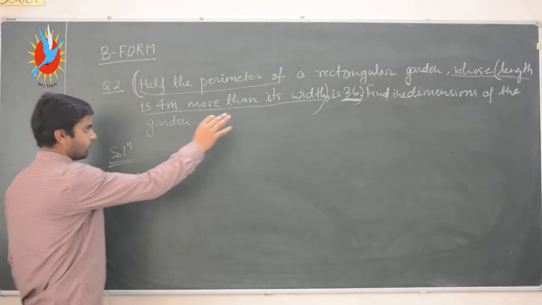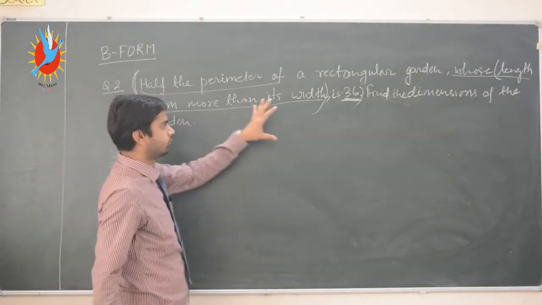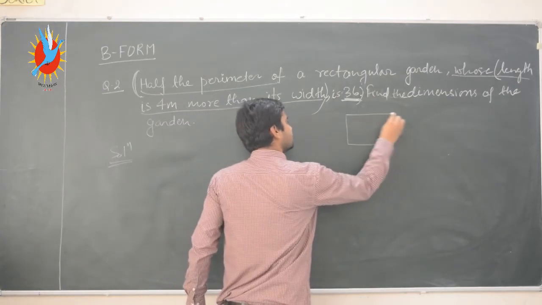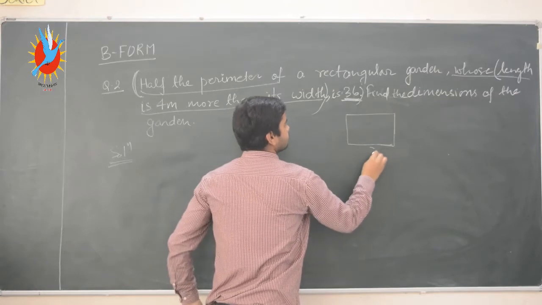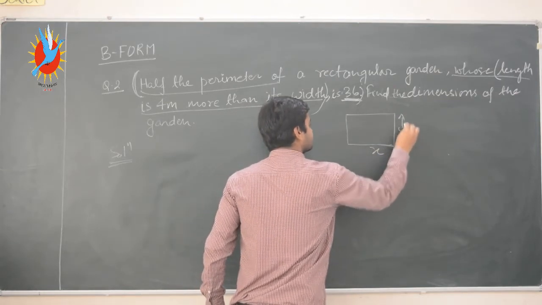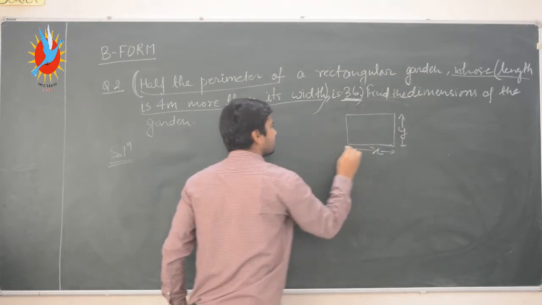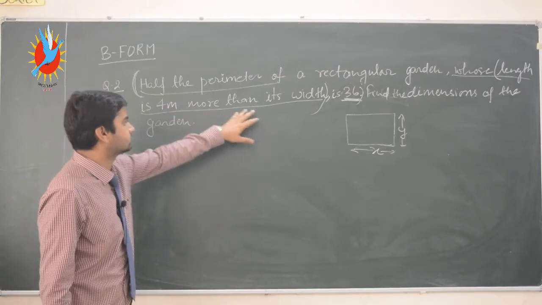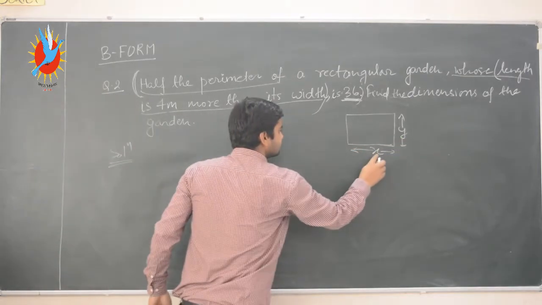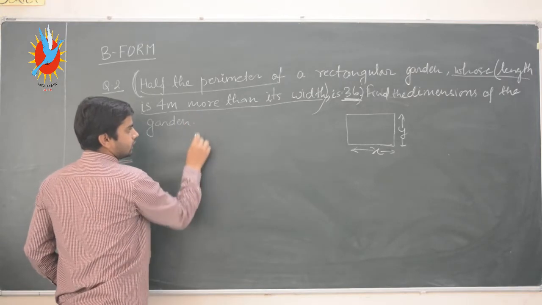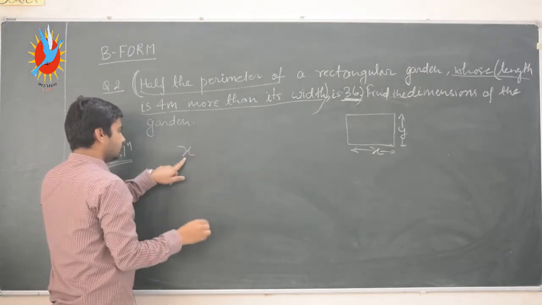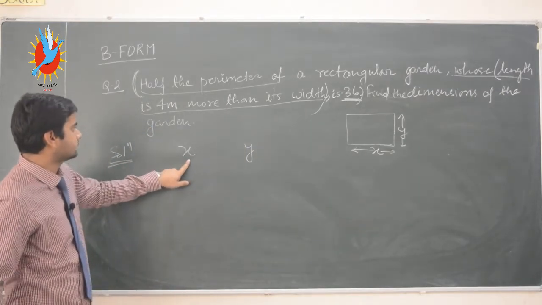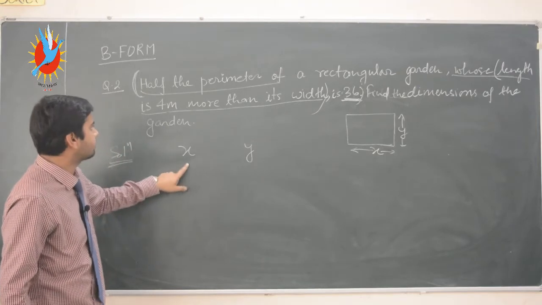This problem is related to a rectangular figure, with a length and width. So assume a rectangular garden whose length is equal to x and width is equal to y. So this is y and this is x. Now it is given that the length is 4 meter more than its width. So width is y and length is x, and this length is 4 meter more.